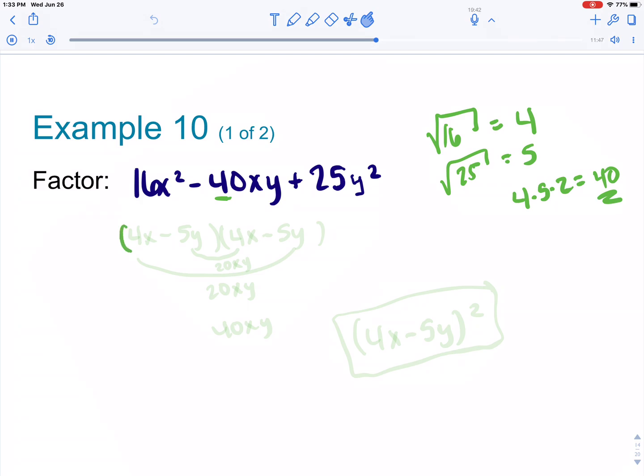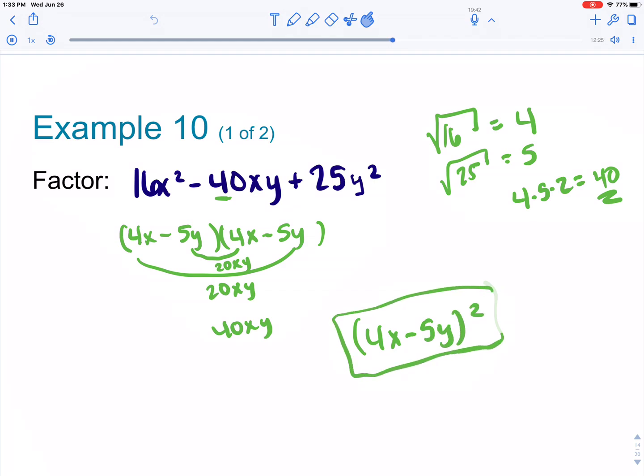So I can go ahead and say, okay, here's my two parentheses, 4x for the 16, 4x for the 16. Shoot, wrong button. Sorry about that. And then I'm going to go minus, minus, and then I'm going to do the 5y. And again, 4x times 5y is 20xy. That makes 20xy. So together that makes the 40xy. So then my final answer is 4x minus 5y quantity squared.